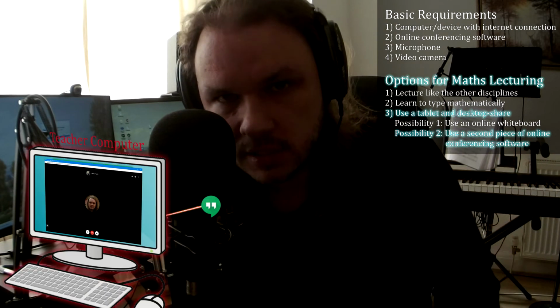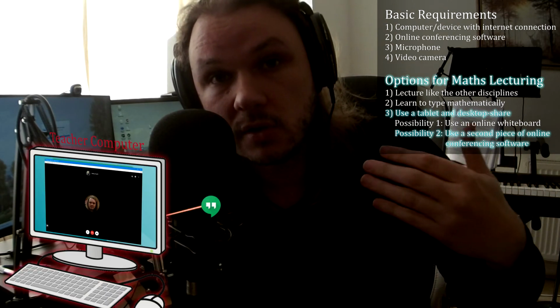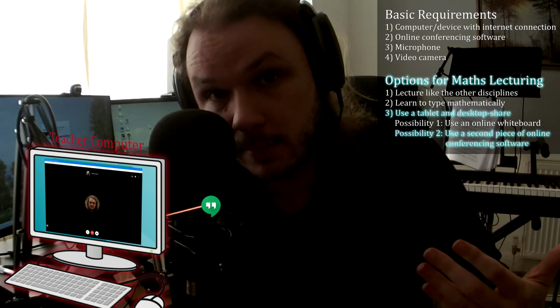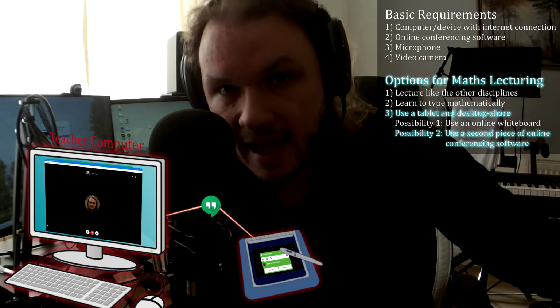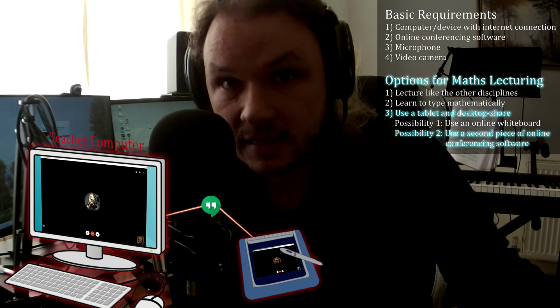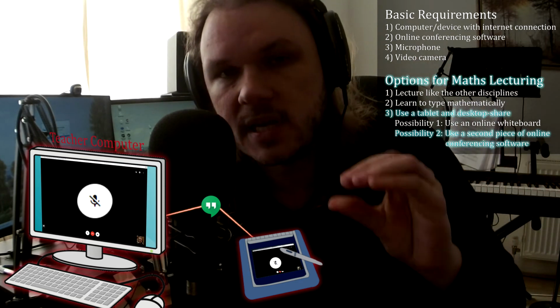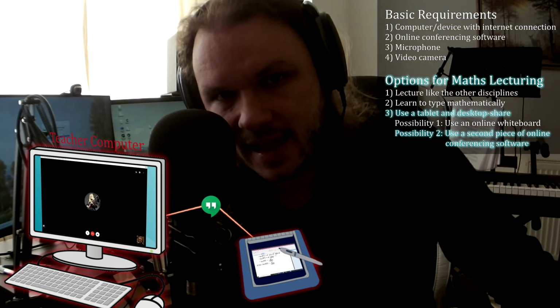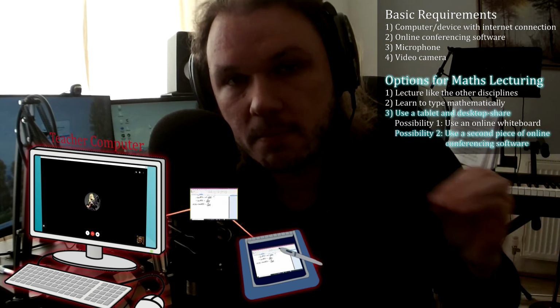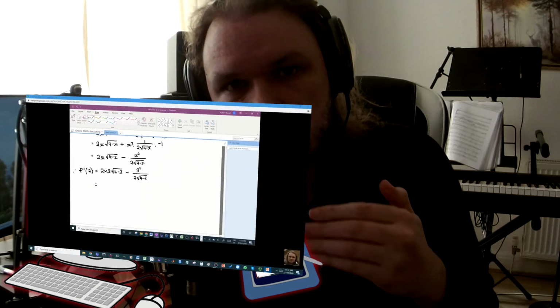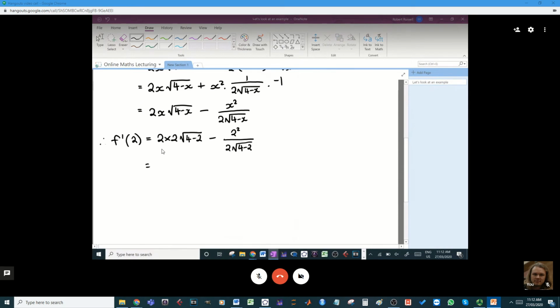Possibility 2 is to use a second piece of online conferencing software. So here I'm using Google Hangouts. I've logged into Google Hangouts on my computer. I've also logged into Google Hangouts using a family member's account on my tablet, and we are having a video conference call at the same time. We mute the microphones and we mute the cameras, and my tablet's account shares its desktop with me on my computer account. This gives me essentially a live stream of my tablet's desktop that I can move around on my computer and share with my students.